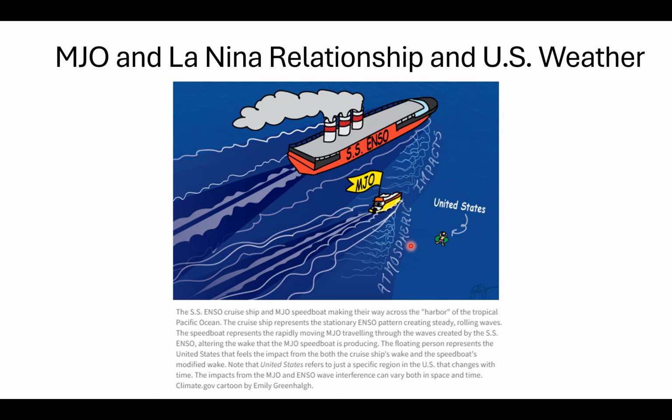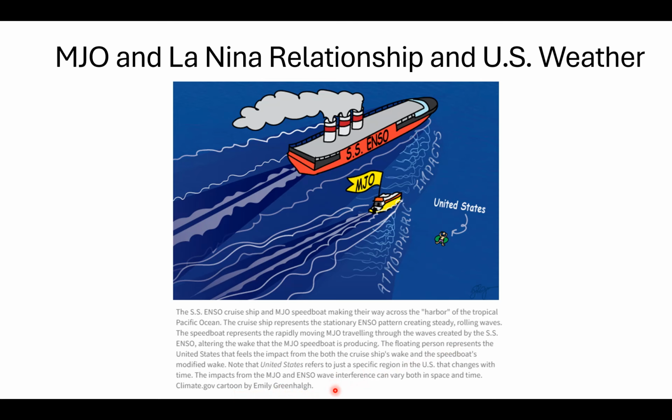I thought this was a cool diagram, and you see the atmospheric impacts wording is written here. There are waves created from both the El Nino Southern Oscillation, which are atmospheric waves similar to waves in the water, and there are smaller waves behind the speedboat, the MJO. Sometimes these waves can act with each other, and sometimes they can act against each other. But regardless, you're probably going to have some sort of atmospheric impacts downstream across the United States during the winter. There it is. This is courtesy of climate.gov. This cartoon was actually done by Emily Greenhall.